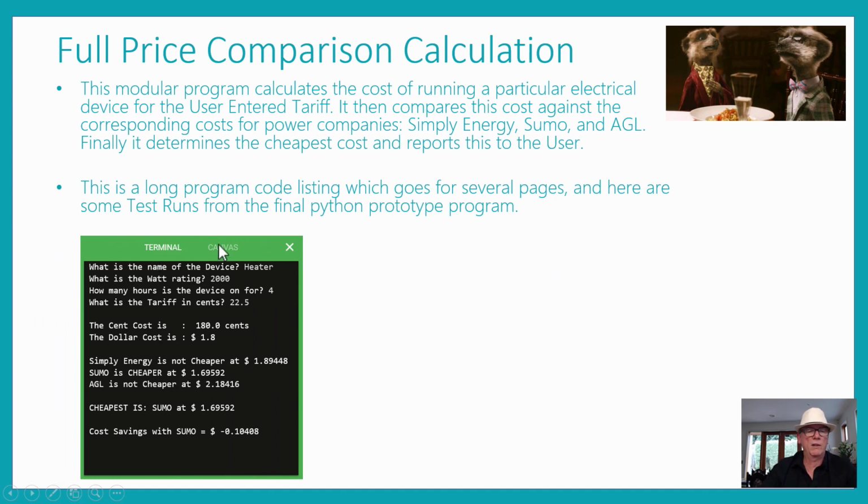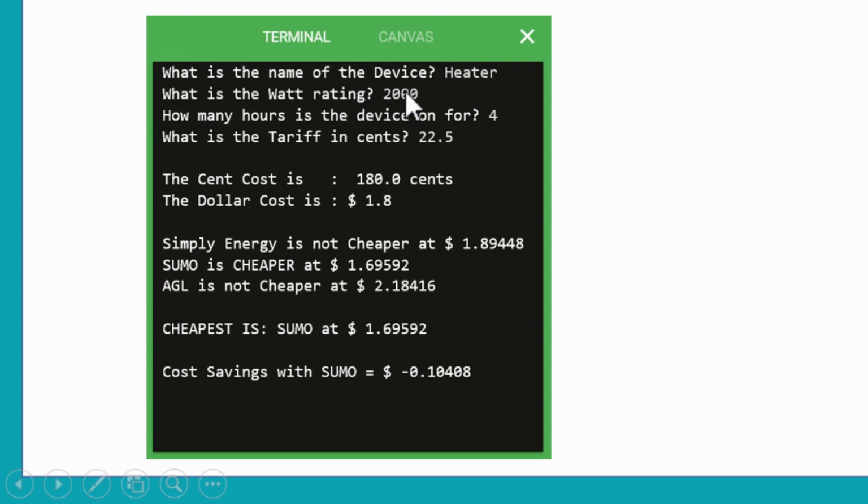So here's some runs of what the finished one looks like. When you put in a heater that's 2000 watts, running it for 4 hours, the current provider we've got here is 22.5 cents, okay? And the cost is $1.80. Then it works out the three power companies. It tells us Simply Energy is not cheaper because it costs more. Sumo is actually cheaper. Running that appliance would be cheaper on Sumo. AGL is not cheaper, and it tells us the AGL price. And then we also have a final thing here which tells us which of the ones is the cheapest and what our cost savings would be on running that appliance if we were with that power company.